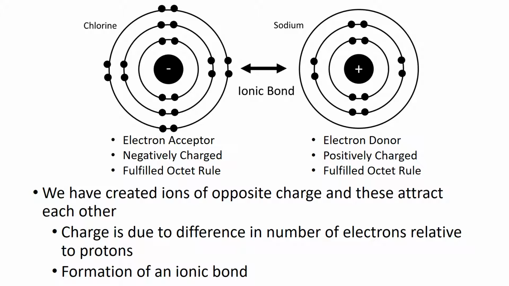Okay, so like I said before, the difference in charge is because sodium lost an electron, so it donated that electron. We call that the electron donor. Chlorine, I would have called it the electron stealer, but electron acceptor is the term that we use. So it's the electron acceptor. That's how we're going to describe ionic bonds: one atom accepts the electron and one donates the electron.